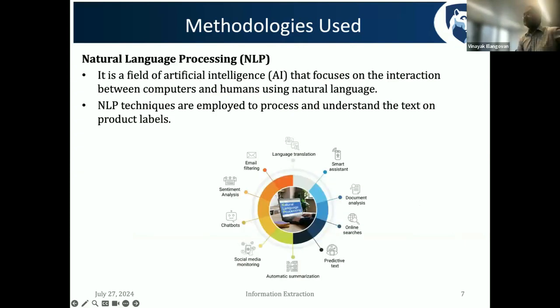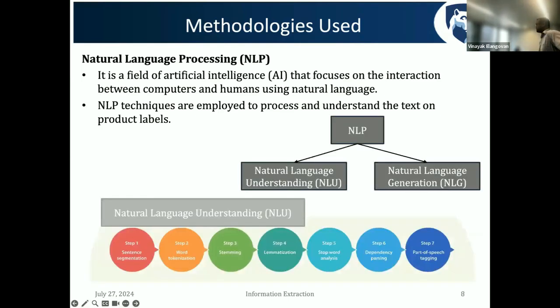Once we extract the text from the labels, we can apply natural language processing. Natural language processing is a field of artificial intelligence which focuses on the interaction between computers and humans. When we talk about natural language processing, there are two different kinds of process. One is understanding the information. The system we develop has to understand our natural language. That is natural language understanding. Once it understands, we can decode the information and perform all the processing.